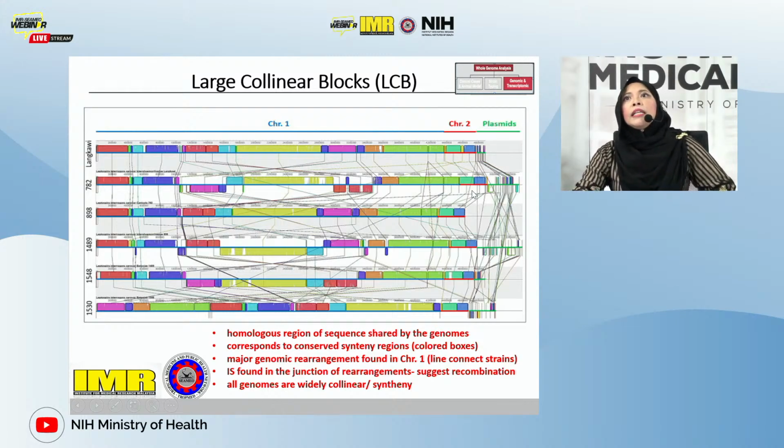Next, we studied the large collinear blocks, which is to see the homologous regions of sequence shared by the genomes of the 6 isolates. This was carried out using Mauve aligner software, and the LCBs correspond to conserved synteny regions represented by the colored boxes. In this study, we found major genomic rearrangement in chromosome 1, represented by lines connecting between the strains. Insertion sequences were also found at the junction of rearrangement, which suggests homologous recombination has taken place. And all genomes are widely collinear and syntenic.